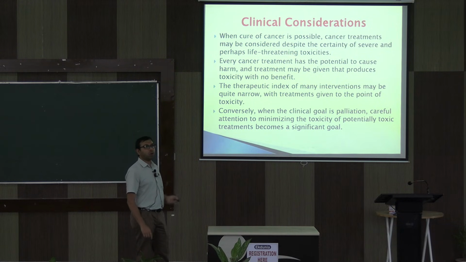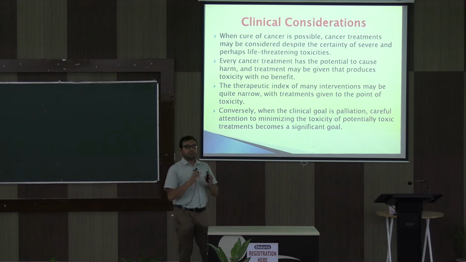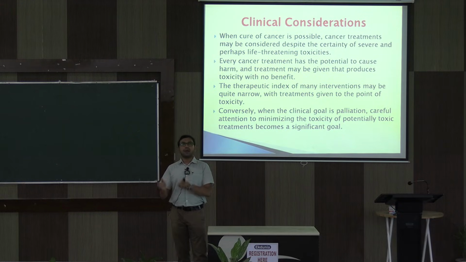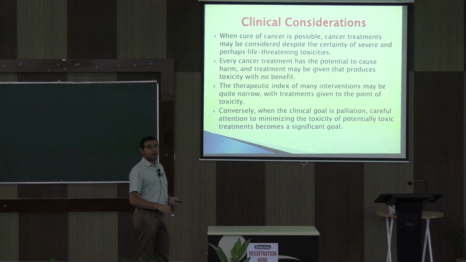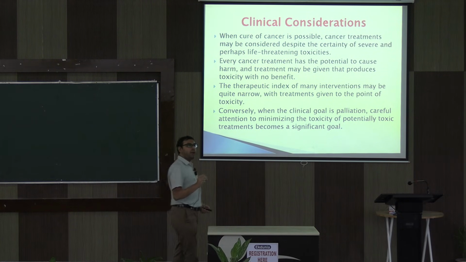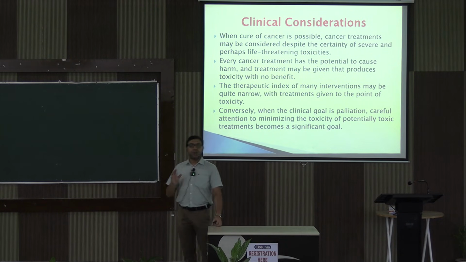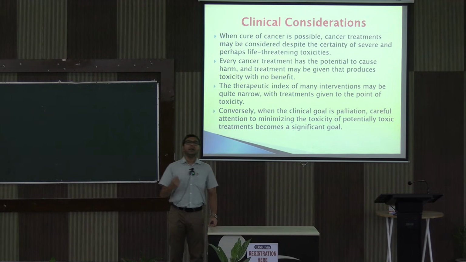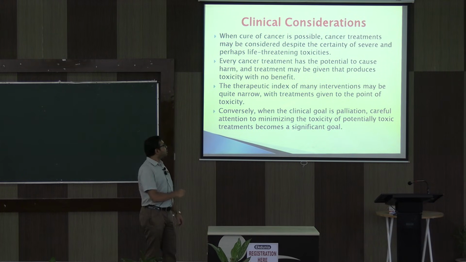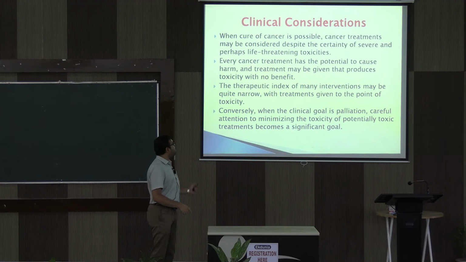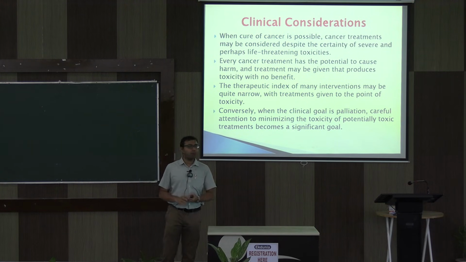So when cure of the cancer is possible, cancer treatments may be considered despite the certainty of severe and perhaps life-threatening toxicities. So basically we have to maintain a balance, that is, whether this toxicity is acceptable or not in comparison to the prolongation of life. Every cancer treatment has the potential to cause harm. That's why these are very toxic. That's why in clinical trials, usually in the phase 1 trial, healthy volunteers are chosen. In case of cancer chemotherapeutic drugs, even in phase 1 trials, patients are chosen to see the pharmacokinetics as well as the safety of the drugs. The therapeutic index of many interventions may be quite narrow, a very low therapeutic index for these drugs.